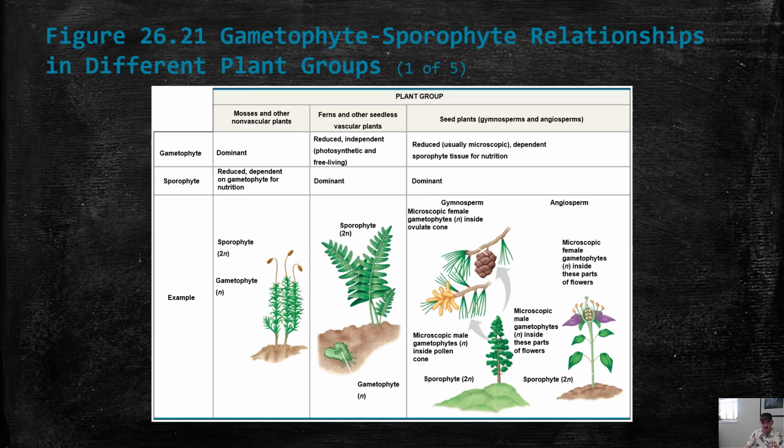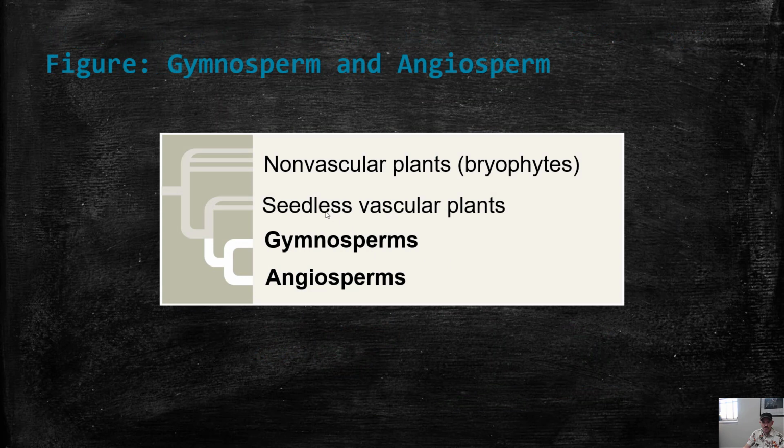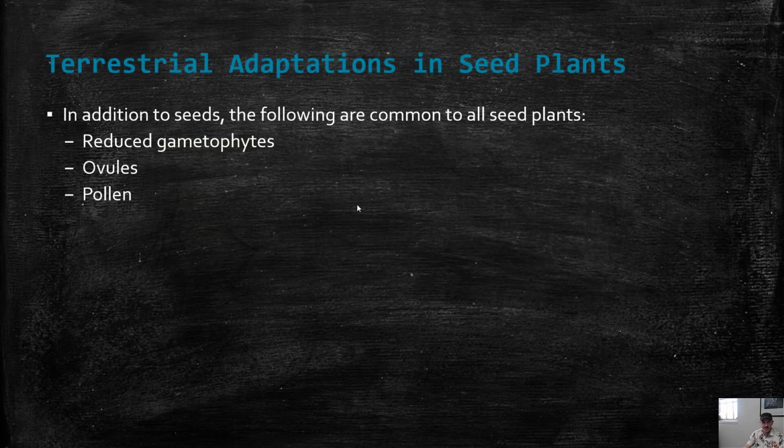So here are gymnosperms. You can see there are pollen cones and female cones here, ovulate cones. You can see the flowering plant here as well. We'll talk about these groups a bit later. So seed plants include gymnosperms and angiosperms. They're sister group to ferns and other seedless vascular plants.